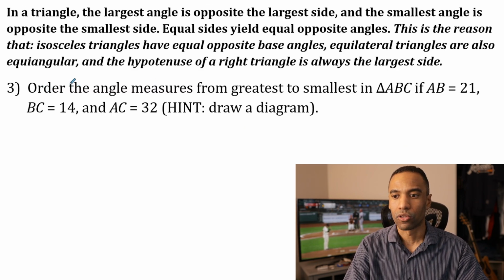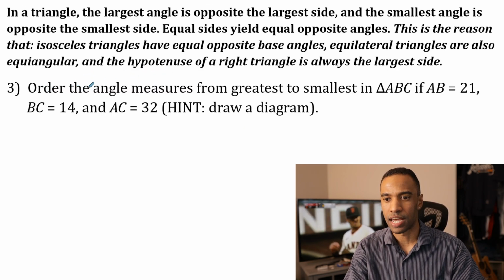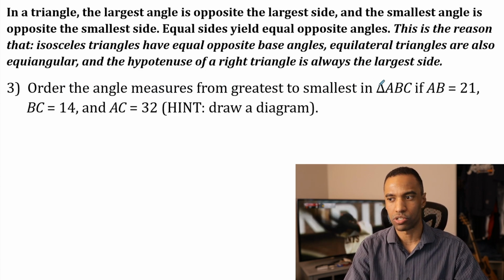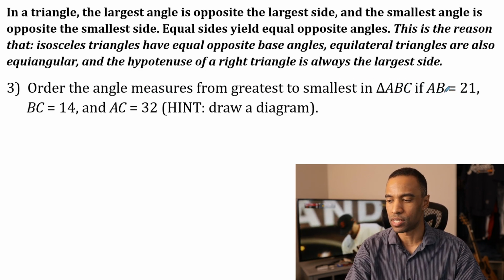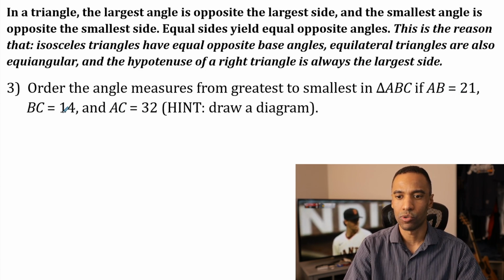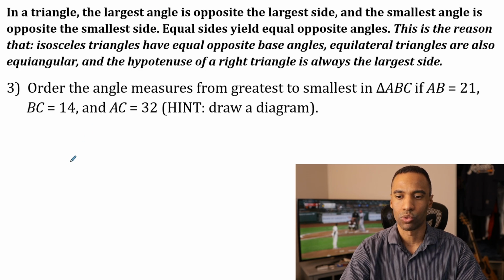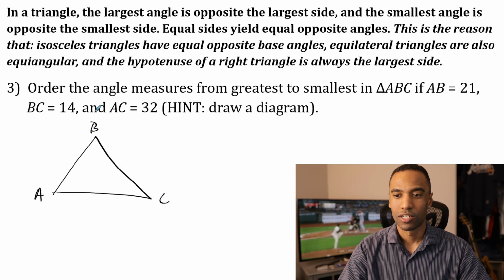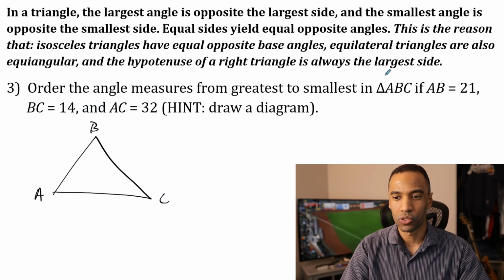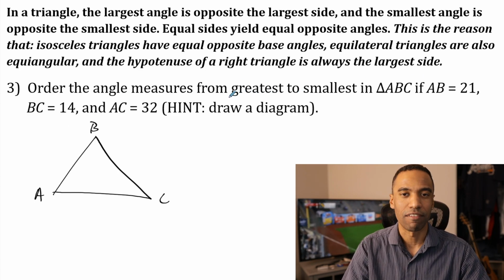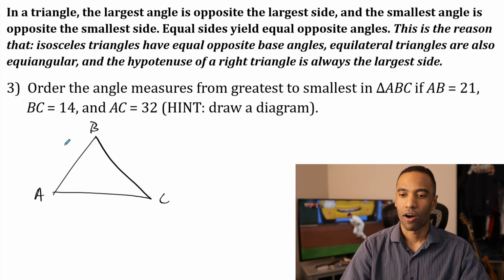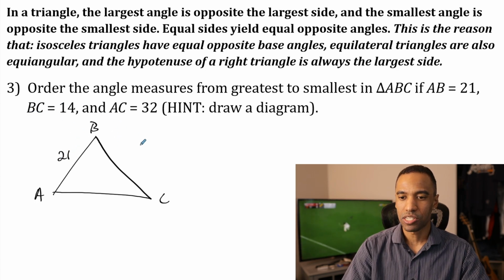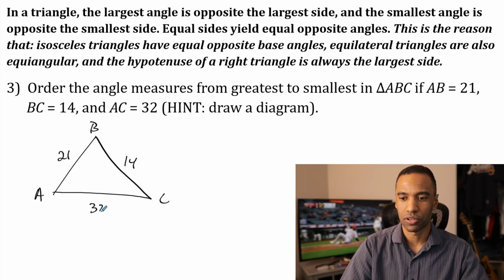All right. The last one I'm going to do here is draw a diagram, order the angle measures from greatest to smallest in a triangle ABC, if AB is 21 units in length, BC is 14, and AC is 32. I'll do a very quick diagram, not even to scale. Here's ABC. By the way, does this make a triangle? Does 21 plus 14 exceed 32? Yeah, 21 plus 14 is 35. That's more than 32. That works out. All right, AB is 21, BC is 14 and AC is 32.